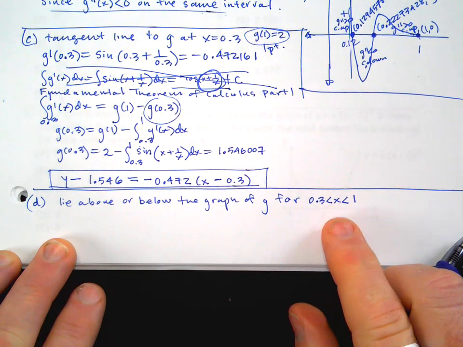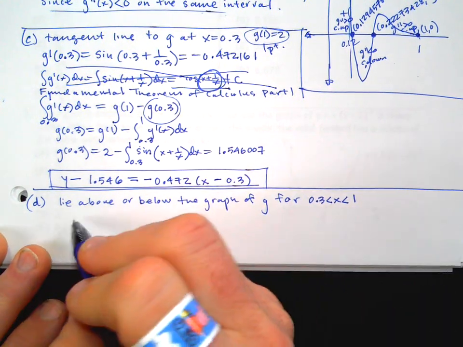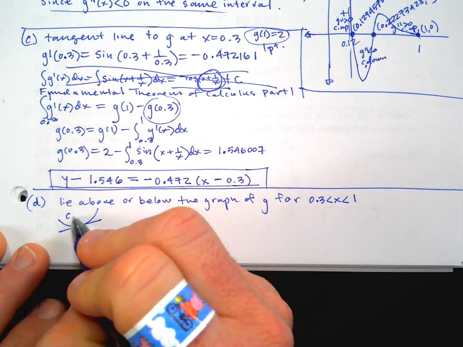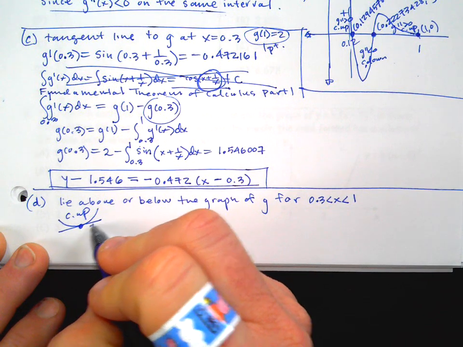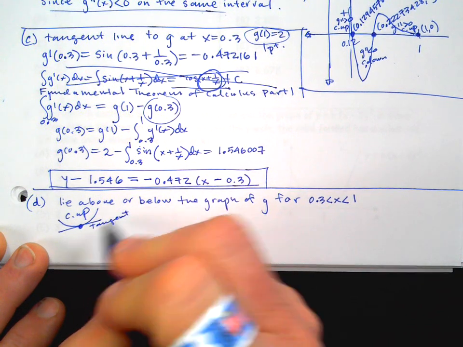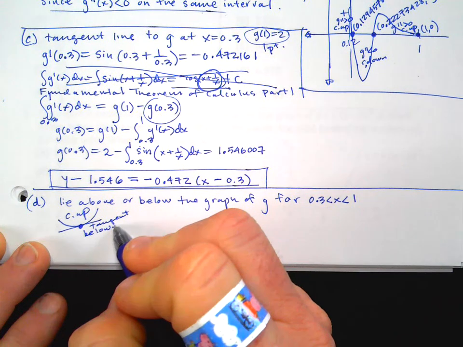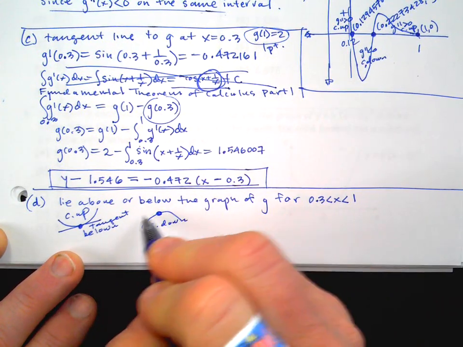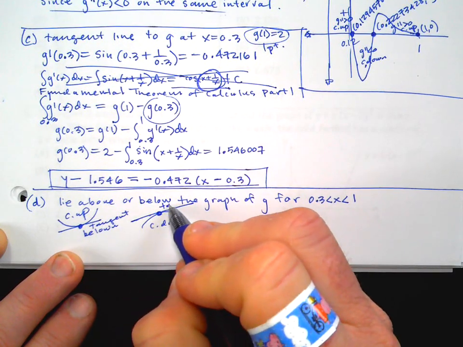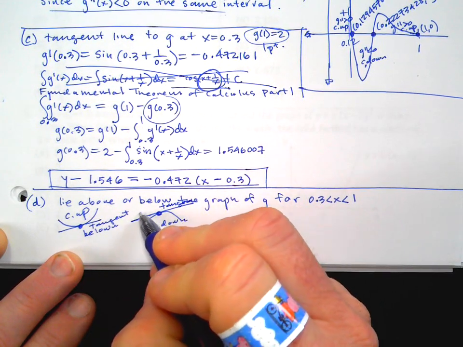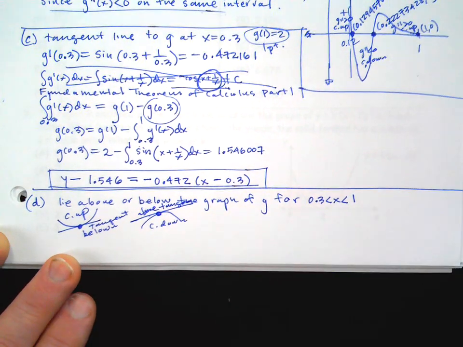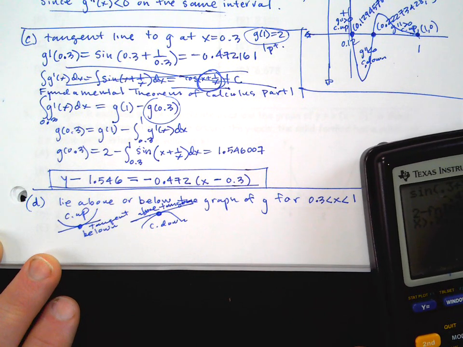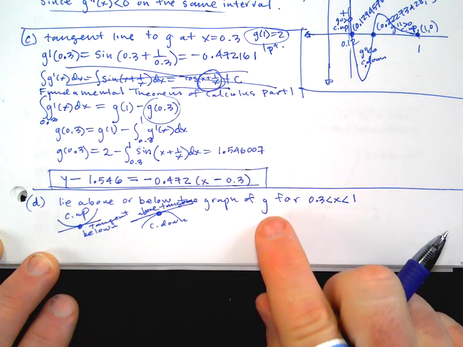So here's the deal. Tangent lines, if it's concave up, I wouldn't memorize this, just draw a picture. If it's concave up, the tangent line will be below the graph for sure, where it's concave up. If it's concave down, the tangent line, just draw it, will be above the graph where it's concave down. So that's the idea we're relying on, and the thing we need to do is figure out, well, what's the second derivative from 0.3 to 1?